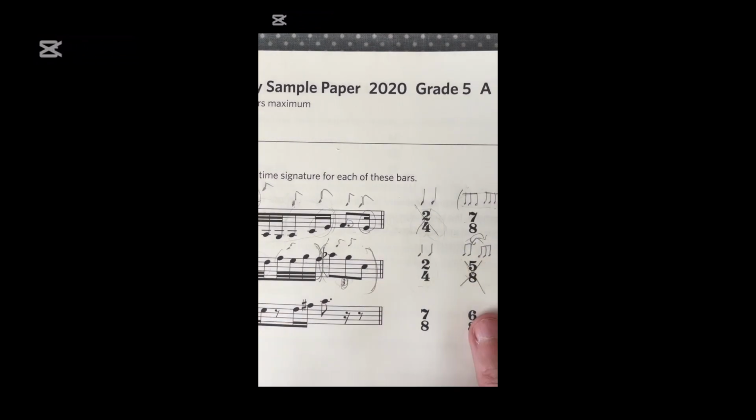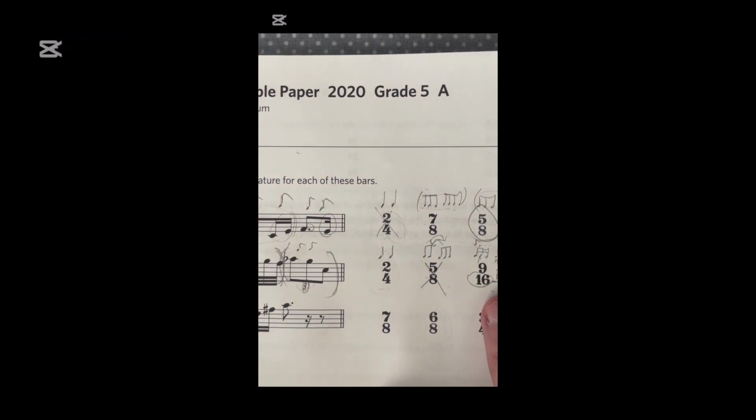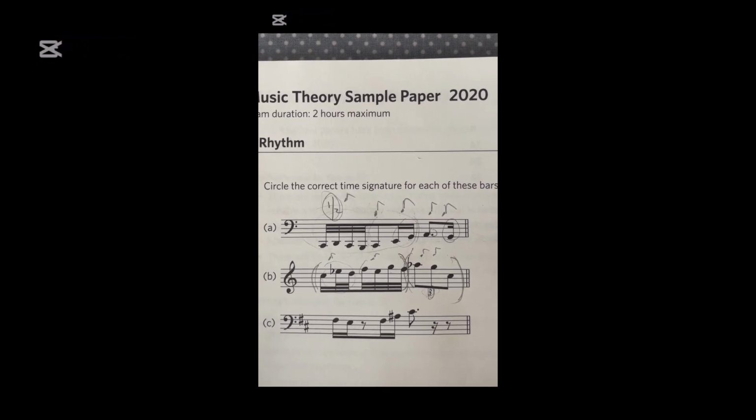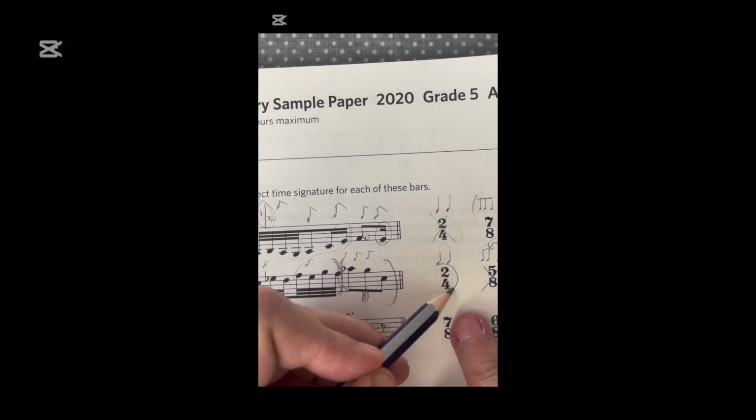And so that rules out our 5/8. And if we look at our 9/16, we should have 3 groupings there. We can tell by the way that the notes are grouped together, firstly, that it's not that. And so in this one, our correct time signature would be the 2/4.